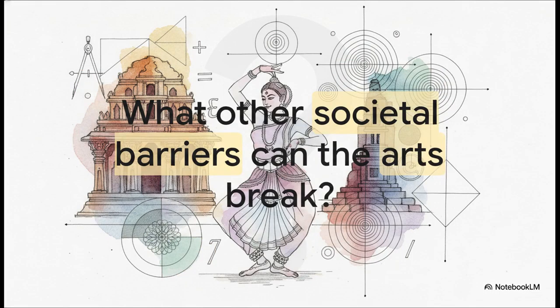So, as we wrap up this explainer, I want to leave you with something to chew on. If a single dance performance can seamlessly smash together ancient temple history, fluid gender identity, geometry, and arithmetic, what other societal or intellectual barriers might be broken through the arts? What else are we keeping in separate boxes that actually belong together? Think about it.